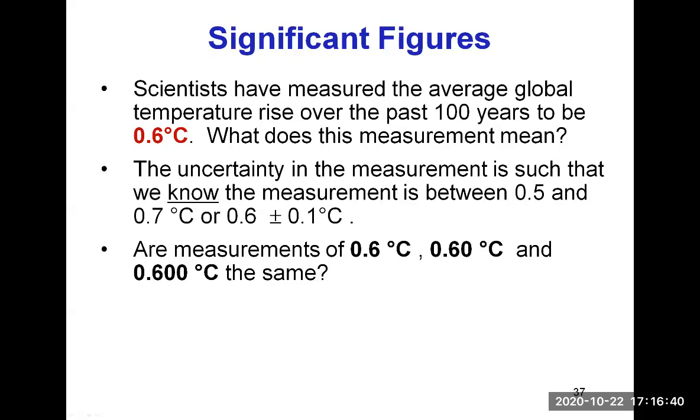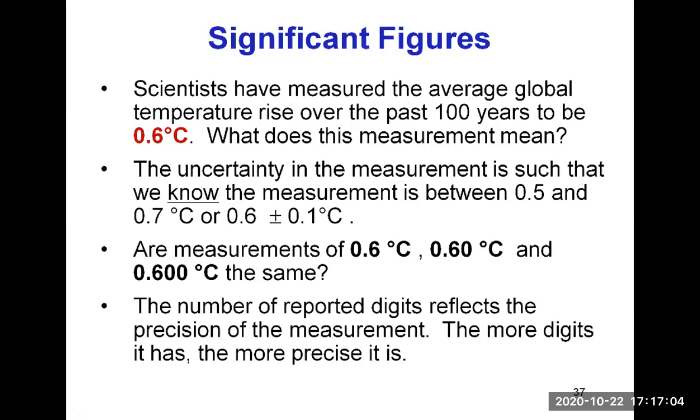And now in the example of 0.600, you add 1 and remove 1 to the last 0 to the right. And so the range becomes 0.599 up to 0.601. And so you see how the range becomes smaller and smaller as you have more digits. And so the number of reported digits reflects the precision of the measurement. And the more digits it has, the more precise it is. You can see how the range gets narrower and narrower when we add zeros to the right of the 6 here.